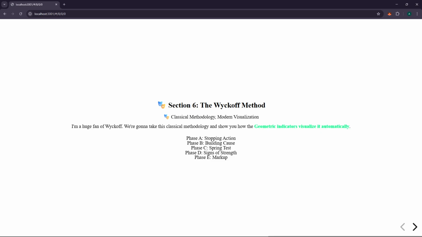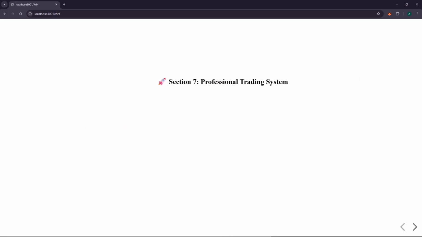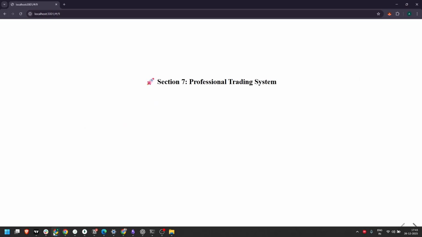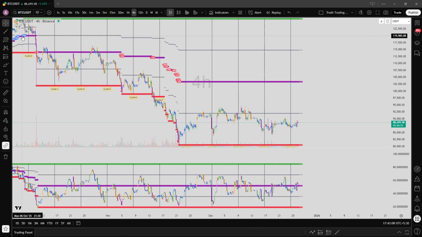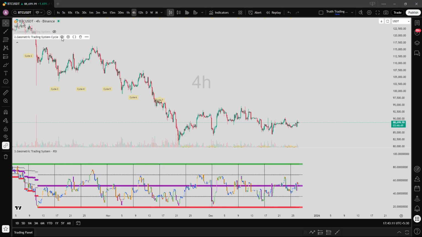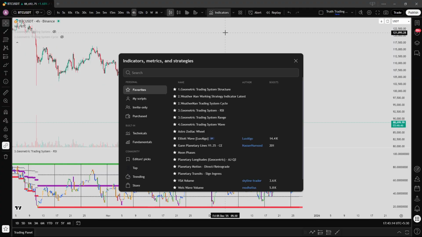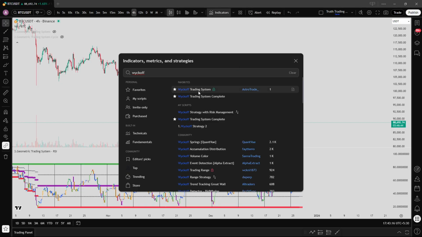We're going to be talking about the classical Wyckoff methodology and modern visualization. I'm a huge fan of Wyckoff, and we're going to take this classical methodology and show you how the geometric indicators visualize it automatically. We'll discuss all these, and it's going to be the basic method of it. I'll build the advanced course later on. So yeah, let me quickly show you what Wyckoff looks like. If I disable those and just put the Wyckoff one.